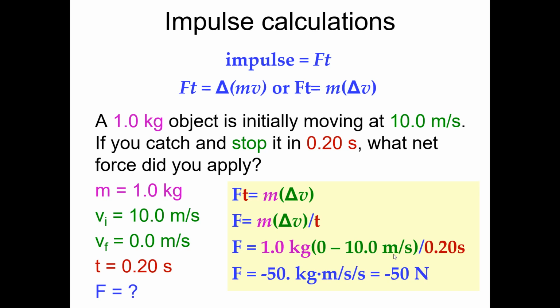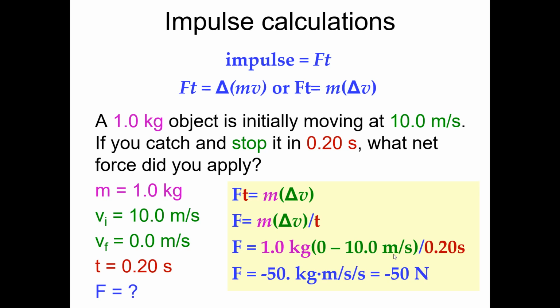Sometimes, if you have compound units, they have other names, and we call it the Newton. If you left it as kilogram meter per second, then that would also be correct. But we usually refer to force units as newtons in the metric system. So the answer is minus 50.